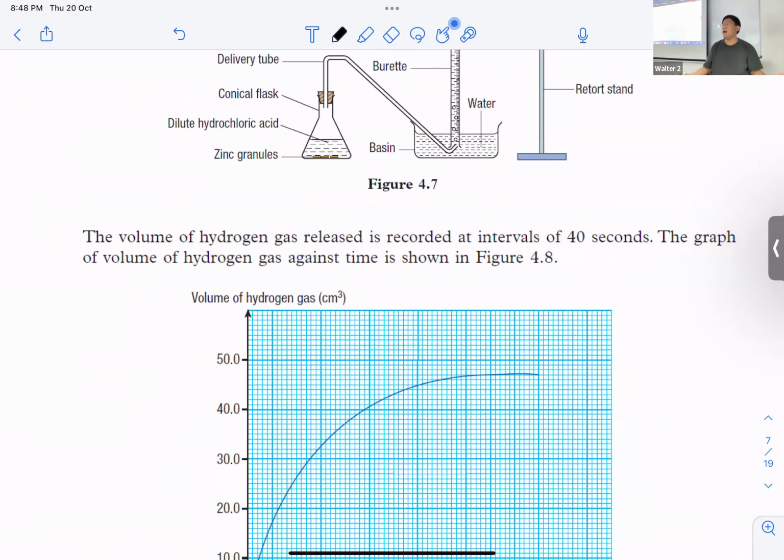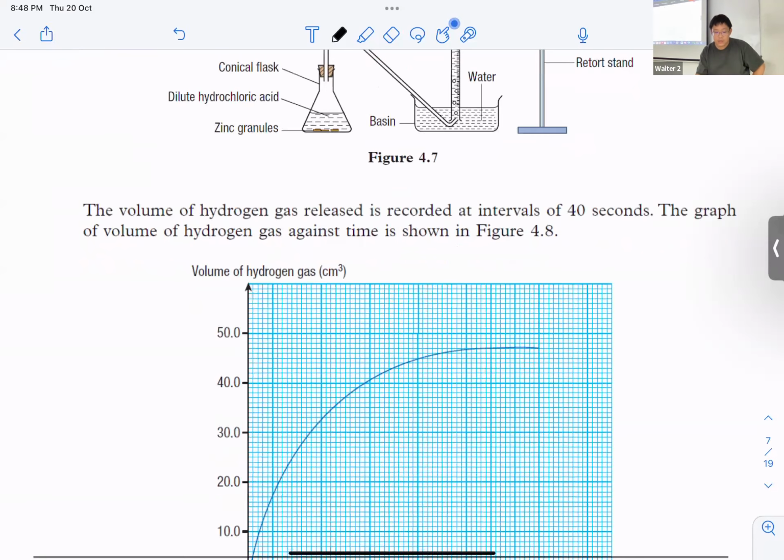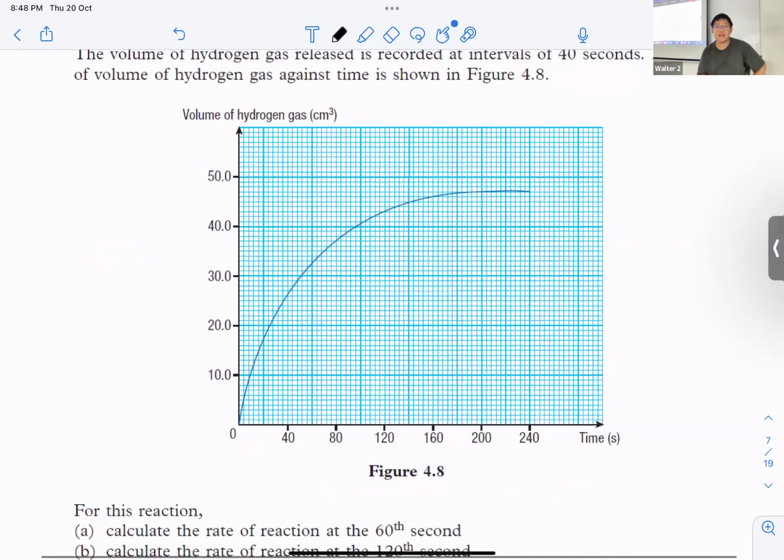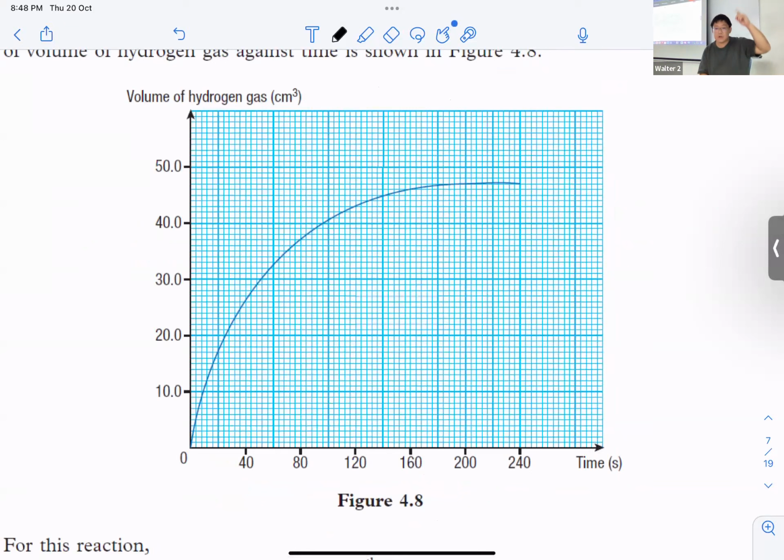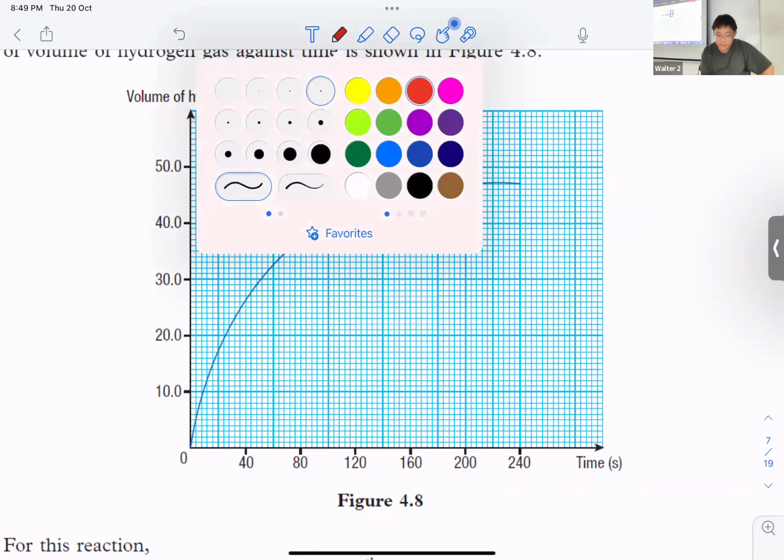Now, assuming that we already did the experiment, that we have a set of data and we've already plotted the graph, how are we going to calculate the instantaneous rate of reaction? This graph shows the volume of hydrogen gas collected over time based on the reaction just now, with gas collected at 40-second intervals. Assuming you plotted this graph, we're now going to use it to calculate the instantaneous rate of reaction.